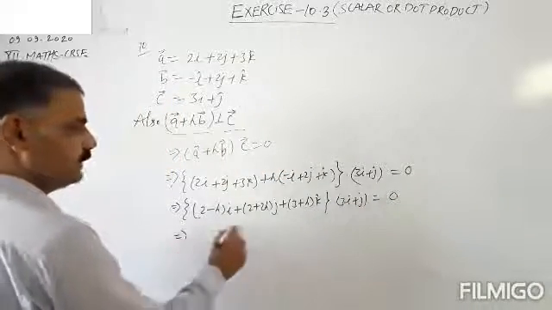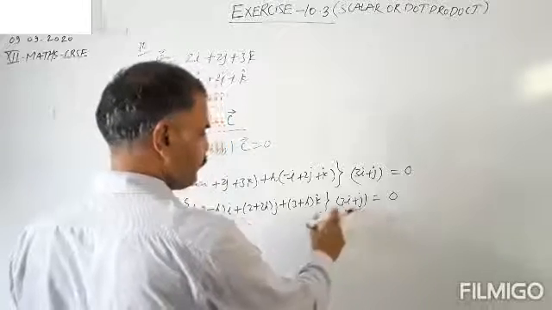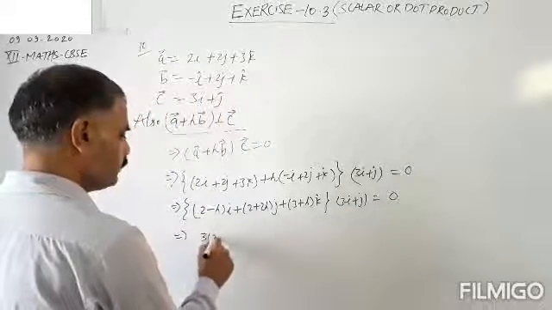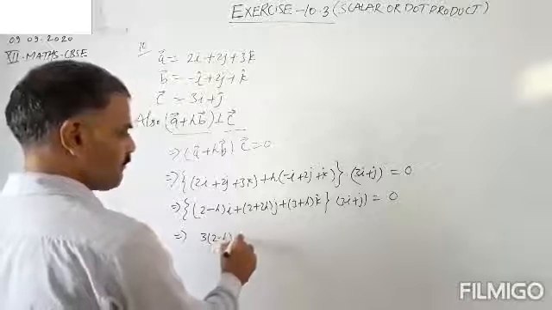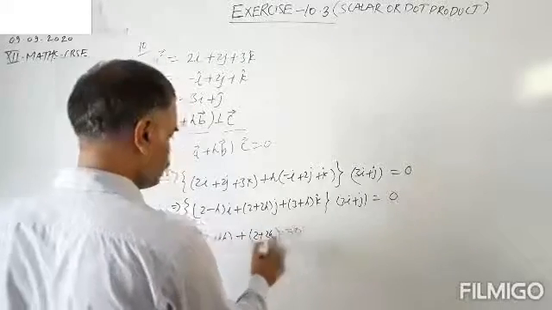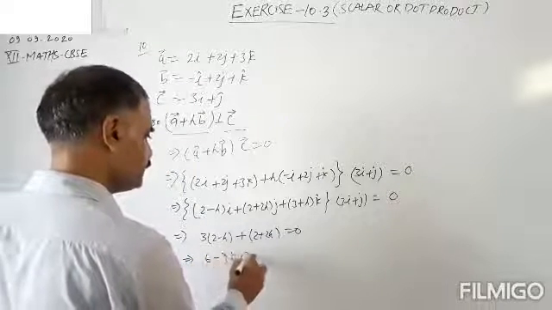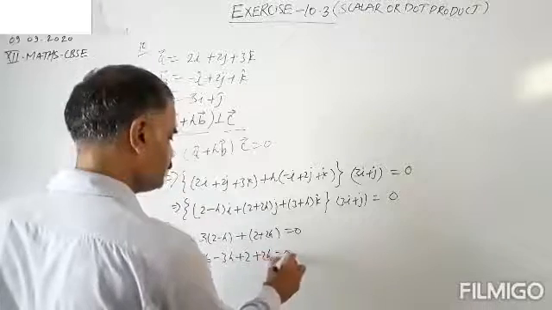Now in the dot product, only the i cap and j cap components will be there. So 3 into 2 minus lambda plus 2 into 2 lambda is equal to 0. So 6 minus 3 lambda plus 2 lambda is equal to 0.